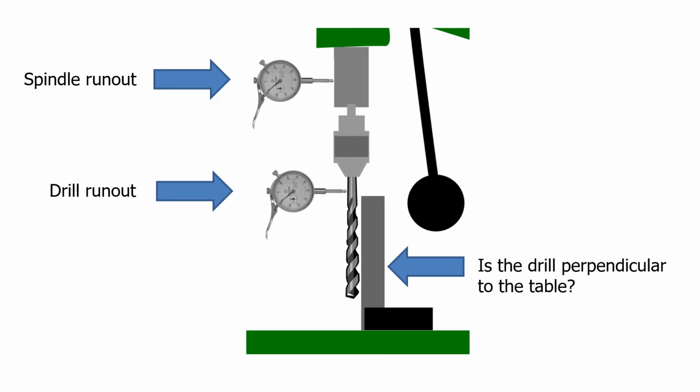Holes not lining up on assemblies could be caused by drills not being at 90 degrees to the table. Most drills enable adjustment of perpendicularity. Here I'm using dial indicators to measure spindle runout and drill runout, and I'm using an engineer square to check for perpendicularity to the table.